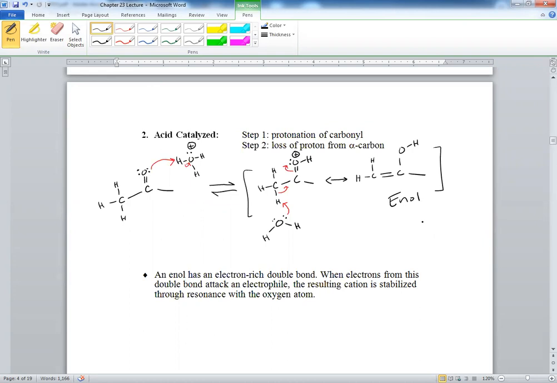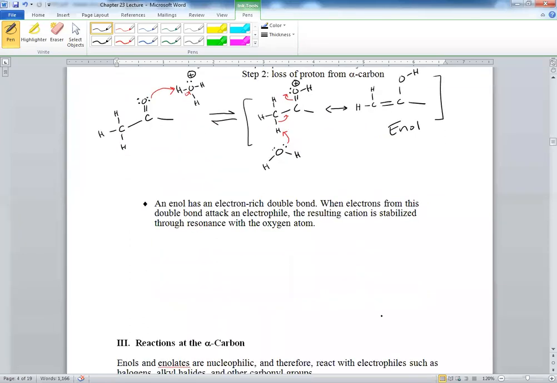So an enol has an electron-rich double bond. There it is, right there. That's the electron-rich double bond. When electrons from this double bond attack an electrophile, the resulting cation is stabilized through resonance with the oxygen atom.